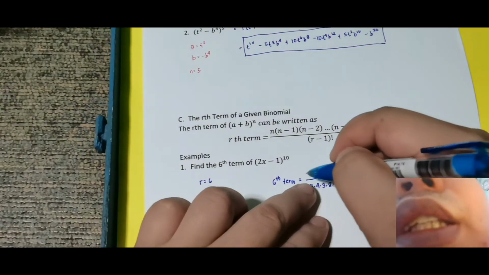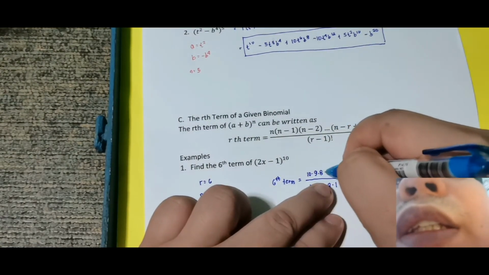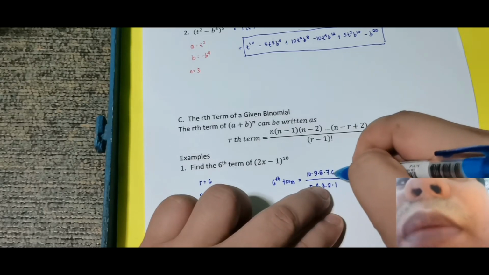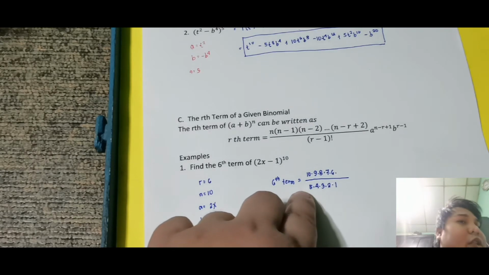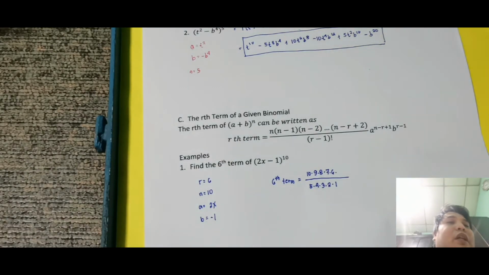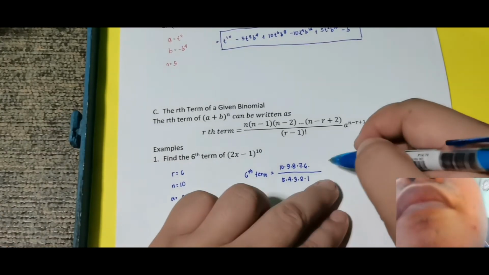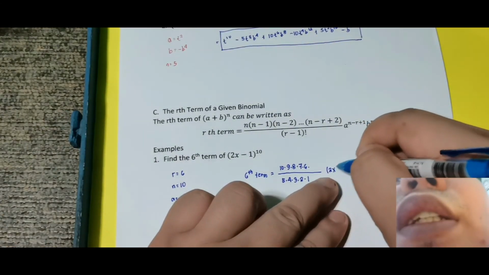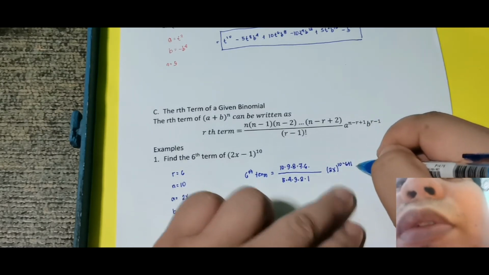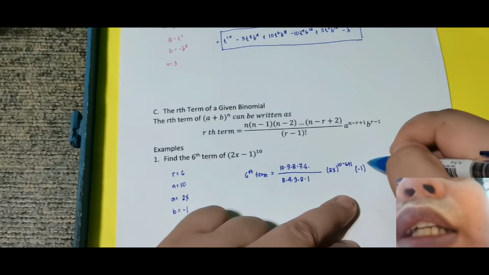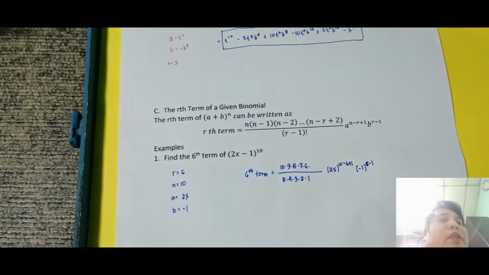Okay, so pansinin na. So, that is 10 times 9 times 8 times 7 times 6. So napansin mo wala dyan yung 5. Wala dito yung 6. So nabuo ko lang lahat ng numbering. Then lagay ko na dito yung a raised to n minus r plus 1. So ano yung a? That is 2x. So this is 2x raised sa 10 minus 6 plus 1. Tapos si b is negative 1 raised sa 6 minus 1. Kasi nga r minus 1 yan.